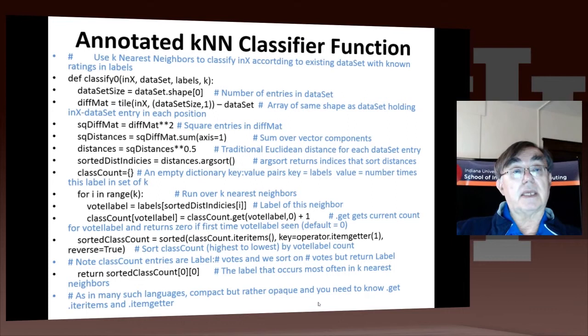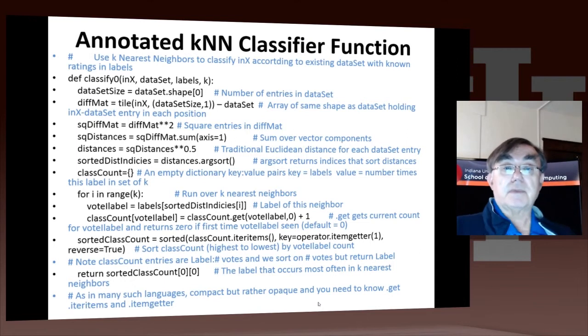And then we're going to try to take the points in the data set, find the K points in the data set that are nearest the point to be classified, and then we're going to take those K vectors and look at their labels and find out which label occurs most often. So that's the algorithm implemented in classify zero.